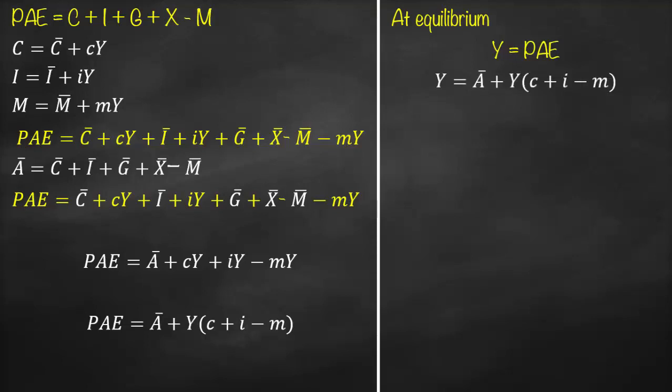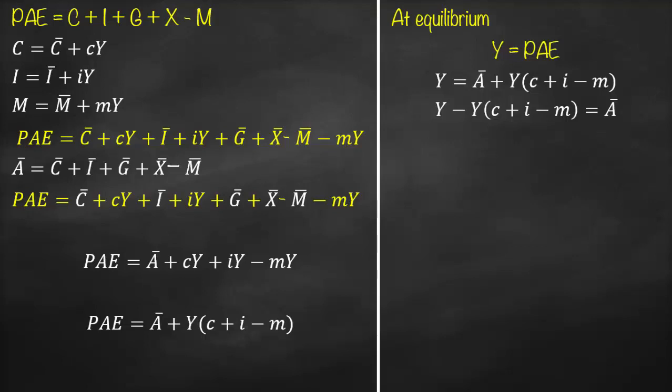So Y is equal to A bar plus Y multiplied by open bracket c plus i minus m close bracket. I would like to put all Y's on one side. Therefore, I will take here Y multiplied by this bracket of c plus i minus m, and I will put it on the other side with a negative sign. So Y minus Y multiplied by this bracket of c plus i minus m is equal to A bar.